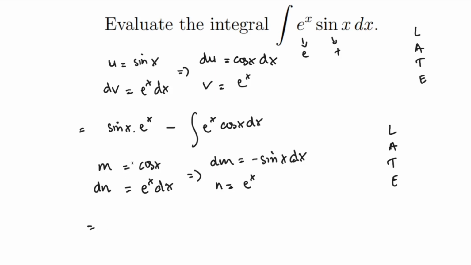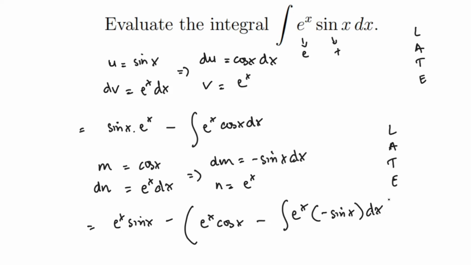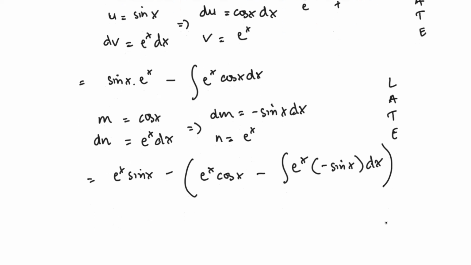So this equals sine x multiplied by e to the x, so I just rewrite it. Negative, I'm going to put a parenthesis. So the integral of e to the x cosine of x dx is equal to mn. So this is e to the x cosine of x, which is mn, minus the integral of n dm. So this is e to the x times negative sine of x dx. Close parenthesis.